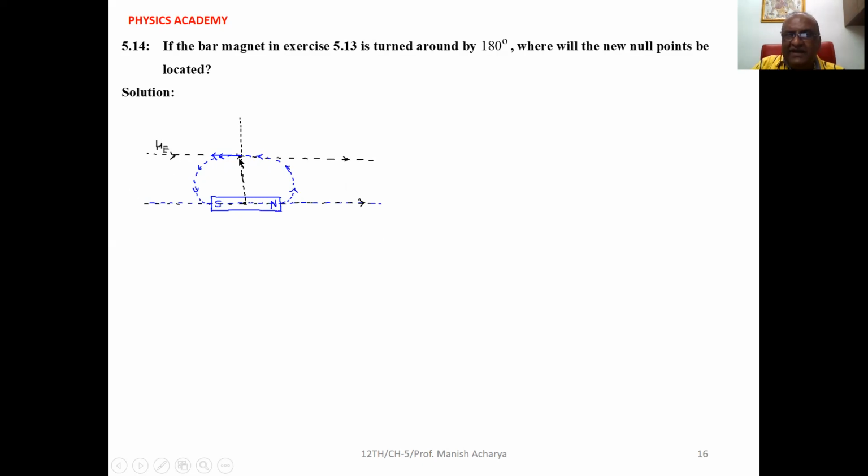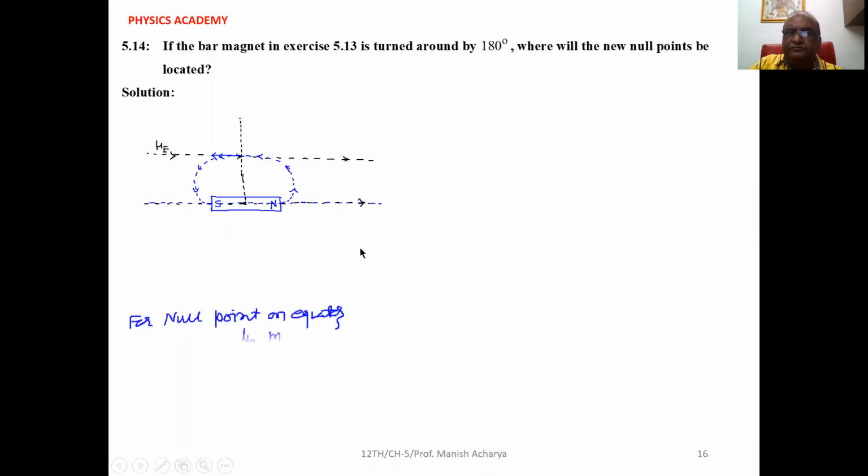Now see, at any point on the equatorial line, the magnetic field of the bar magnet is towards left, and the horizontal magnetic field of Earth is towards right. It implies that at each and every point on the equatorial line, both fields will be mutually opposite. So the point where both become equal in magnitude, there you will get the null point. Clear to all of you?